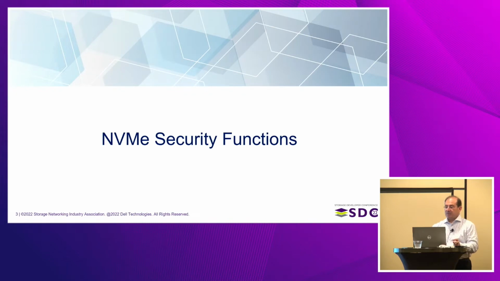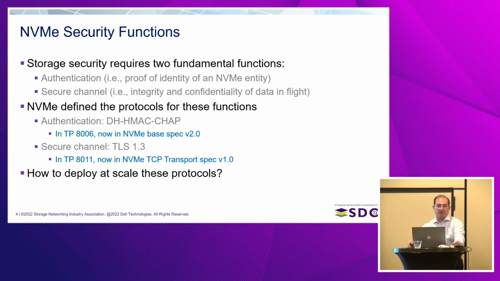So first step, security functions. Storage security requires two fundamental functions. One is authentication, so a proof of identity. Every time you connect to an NVMe entity, the entity is identified by an NQN. That is the identity of that entity. And so authentication is a way to prove that, yes, you are really who you are claiming to be.